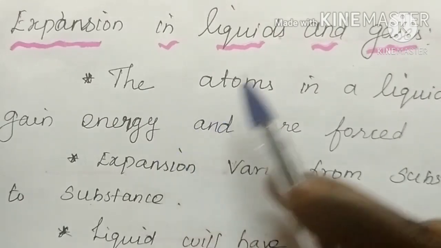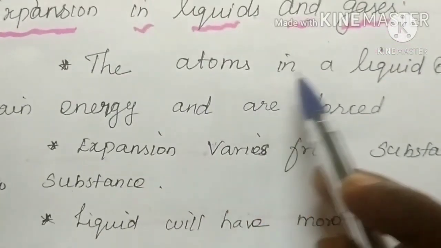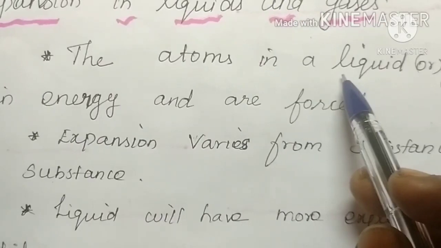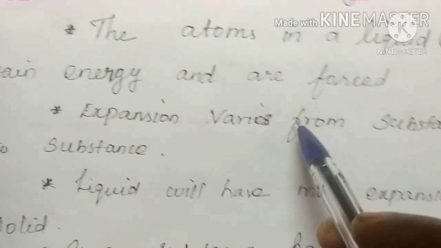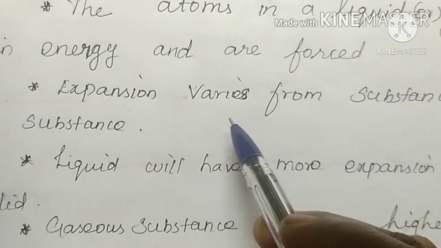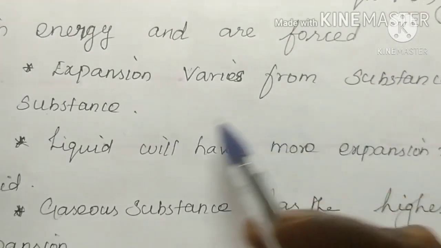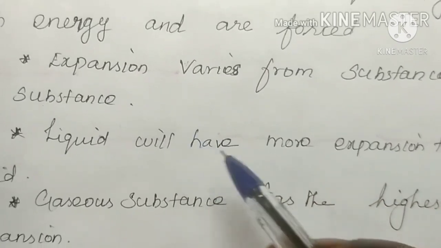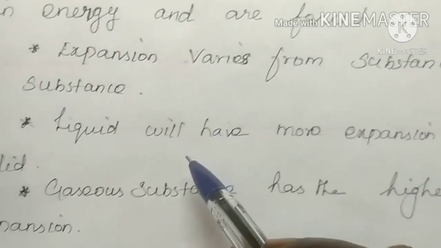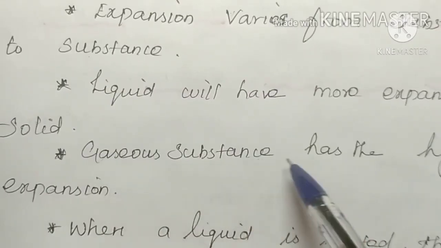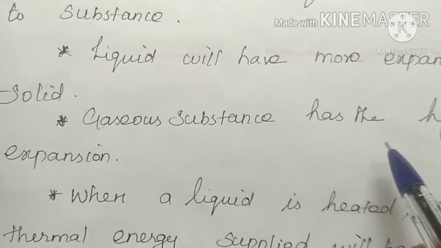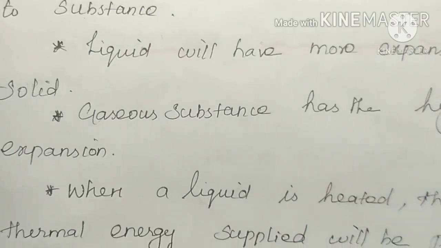When we are heating liquids and gases, the atoms in a liquid or gas gain energy and are forced apart. This expansion varies from substance to substance. When we compare with solids, liquids will have more expansion than solids, and gaseous substances have the highest expansion.